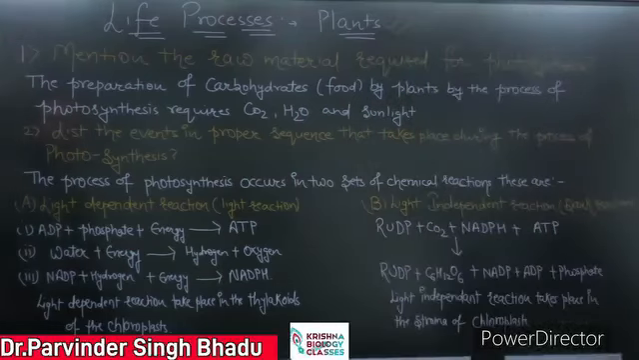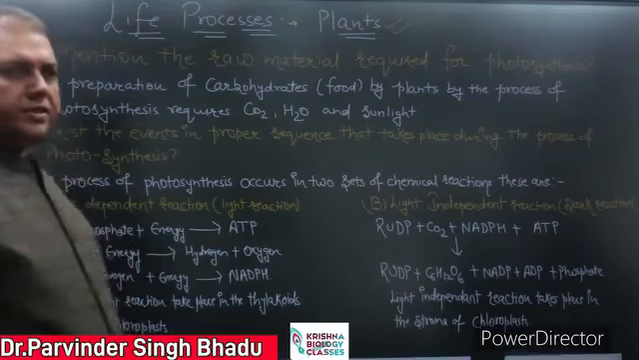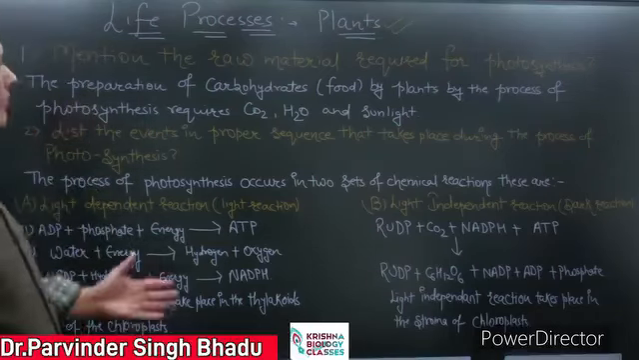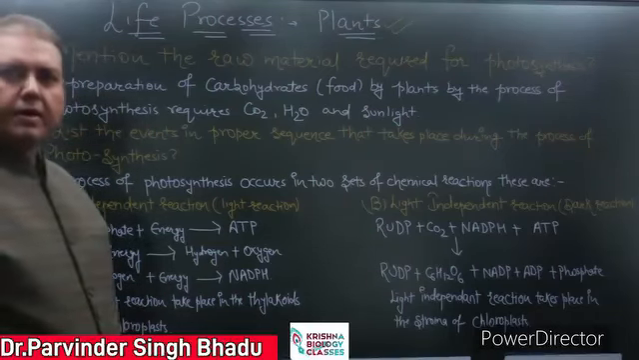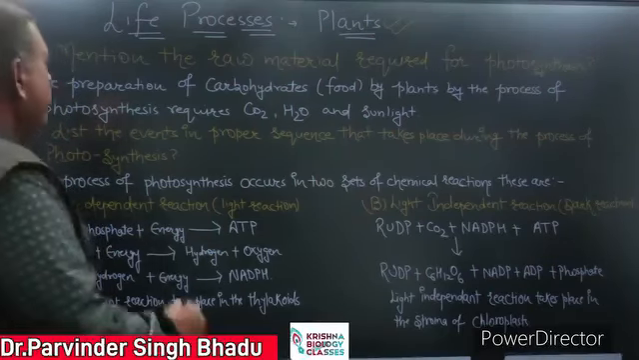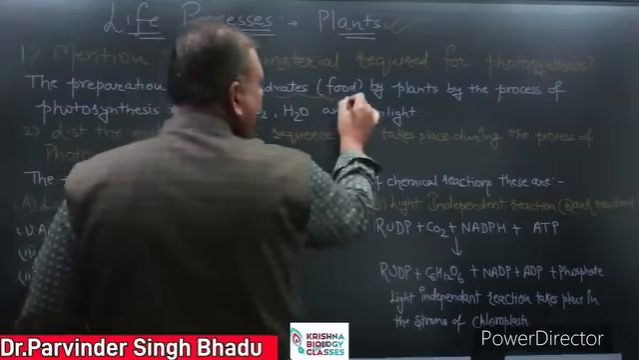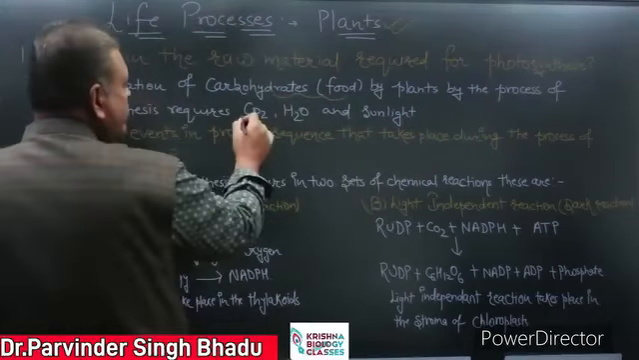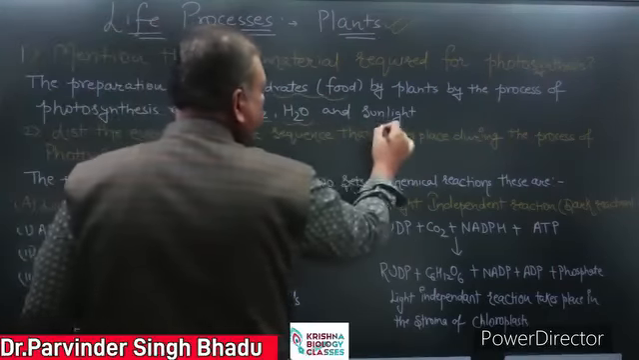The first question is: mention the raw materials required for photosynthesis. It is a very preferred question of 1 mark and very easy. We need to remember that during the preparation of carbohydrates, plants use carbon dioxide, water and sunlight in the process of photosynthesis.